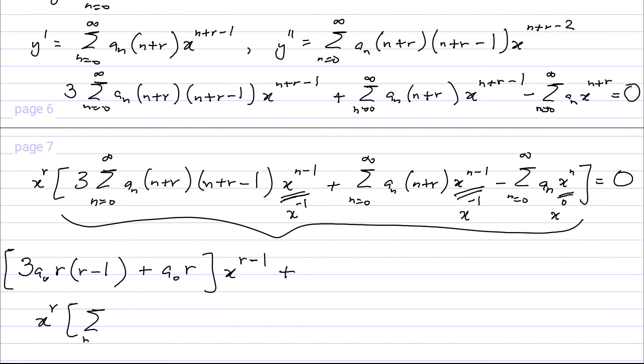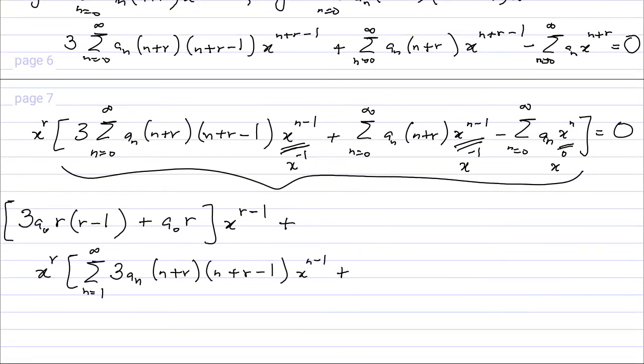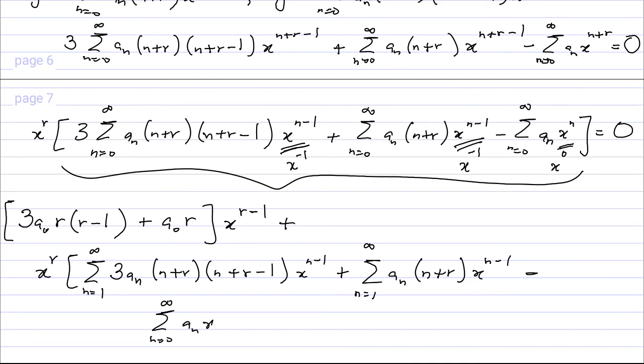So you have n is equal to 0 to infinity, 3a_n, this goes now from n is equal to 1, 3a_n (n plus r minus 1) x raised to power n minus 1. Plus you have over here n is equal to 1 to infinity a_n (n plus r) x raised to power n minus 1, and then you have minus n is equal to 0 to infinity a_n x raised to power n.